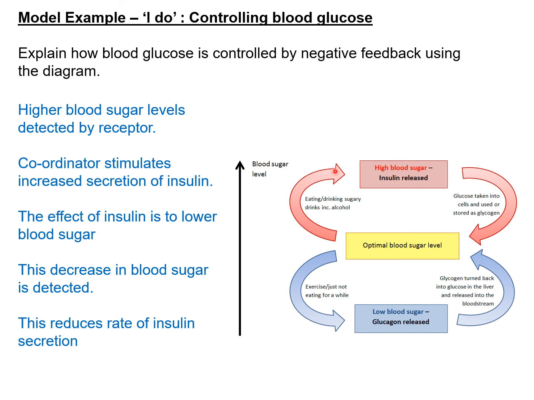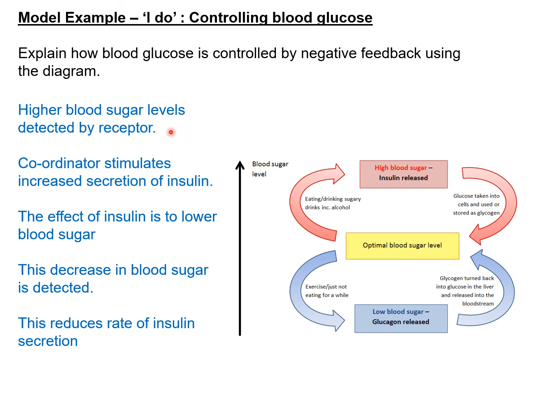So in this case, we're asking you to explain how blood glucose is controlled by negative feedback using the information in the diagram. So when we answer a question like this, we always start off by talking about the receptor and what it's detecting. So in this case, a higher or increased blood sugar level is detected by a receptor. The next thing we always talk about is the coordinator and what the coordinator stimulates. In this case, the coordinator is stimulating secretion of insulin.